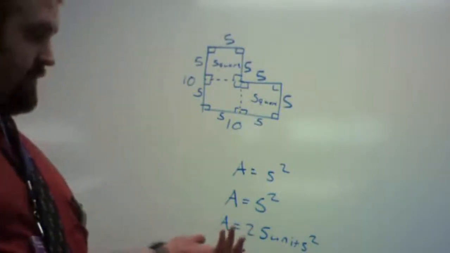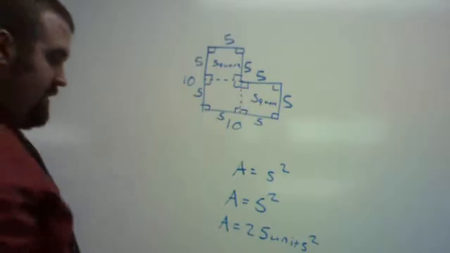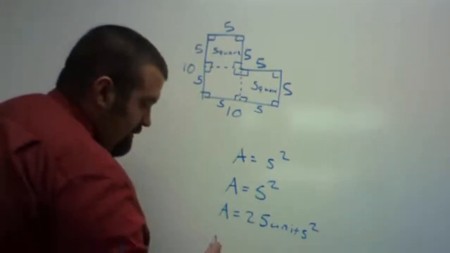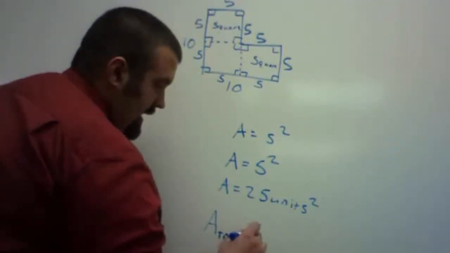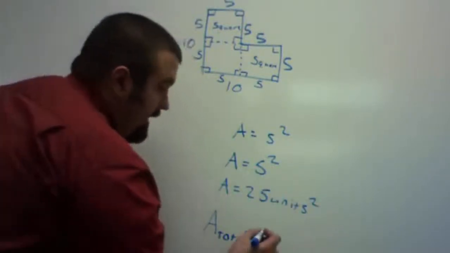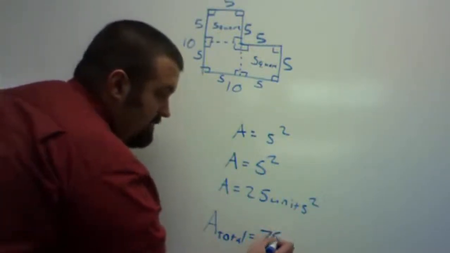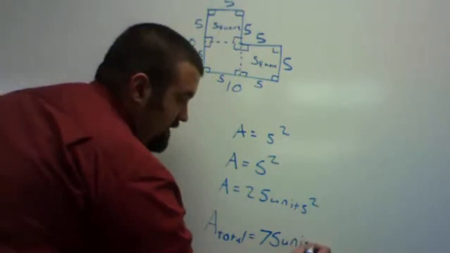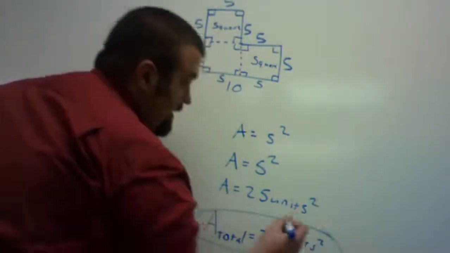I have 3 squares with area of 25 units, so the area of my shape, area total, has to be 25 times 3 or 25 plus 25 plus 25. Either way, I have to account for it 3 times, so it's 75 units squared. And that's the area total of this shape.